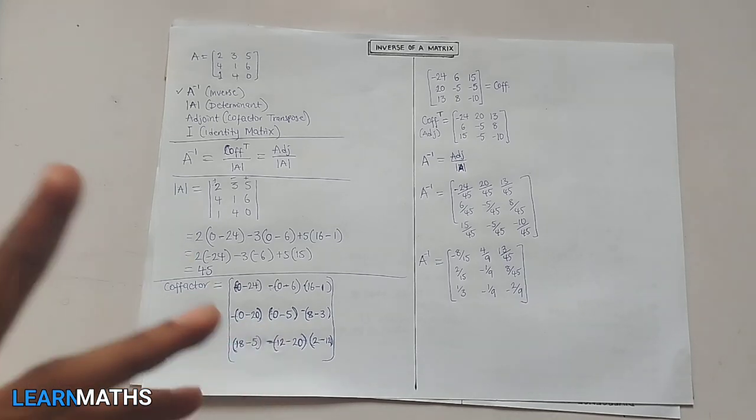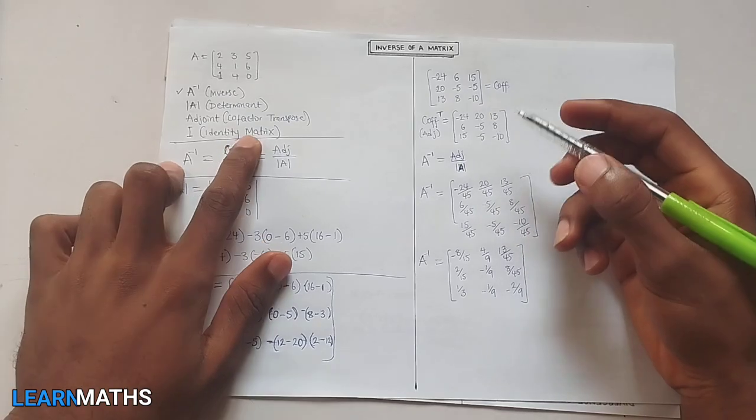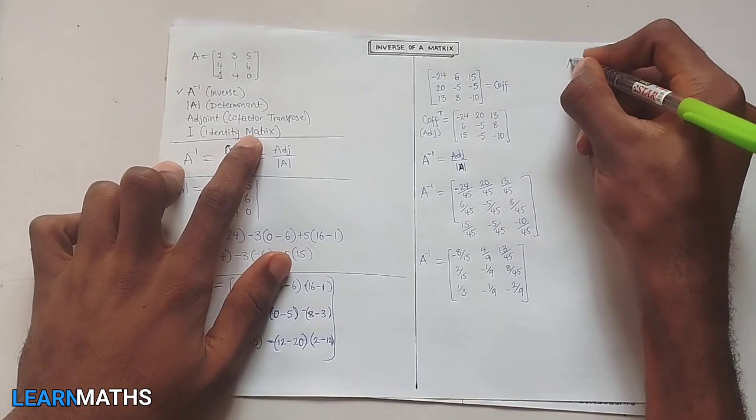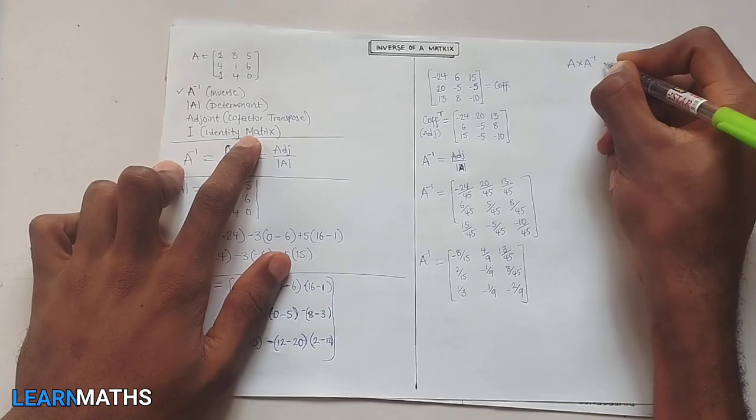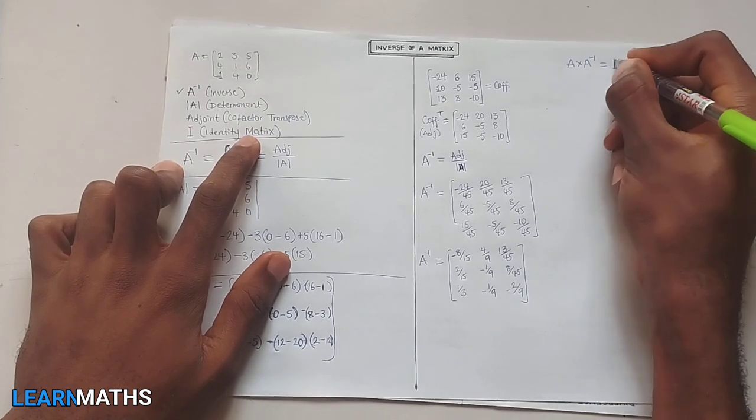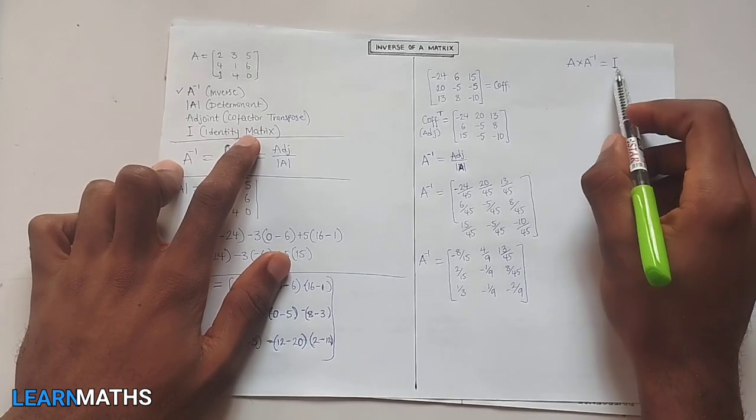Now I don't want this video to be very long, but there's a way you can verify. You can check if your answer is right or wrong. Okay, this is what you do. That's where the identity matrix comes in. If you multiply a matrix with its inverse, you should be getting an identity matrix.